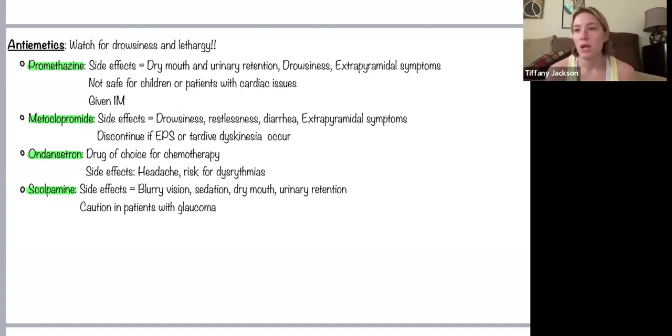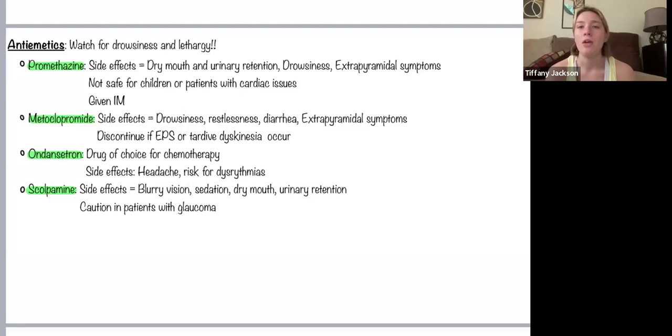If these extrapyramidal symptoms like tardive dyskinesia or pseudoparkinsonism occur, we're going to want to discontinue. Ondansetron is a drug of choice for chemotherapy. It generally has very minimal side effects, can put the patient at risk for dysrhythmias and cause headache.